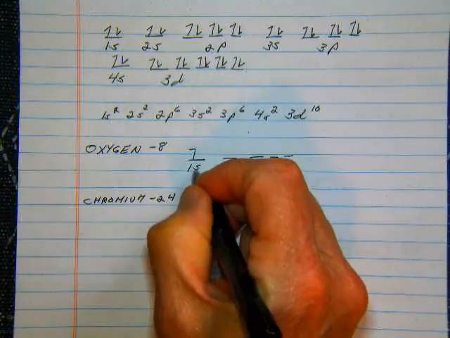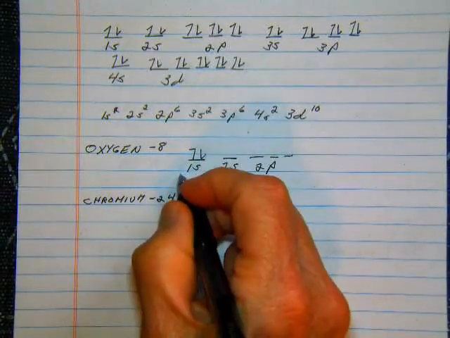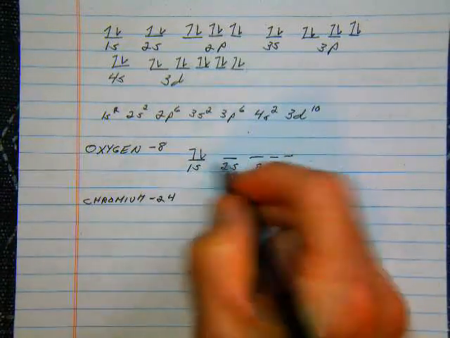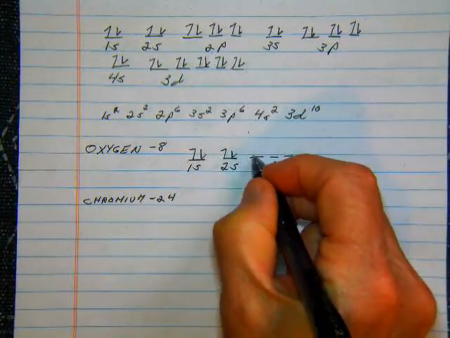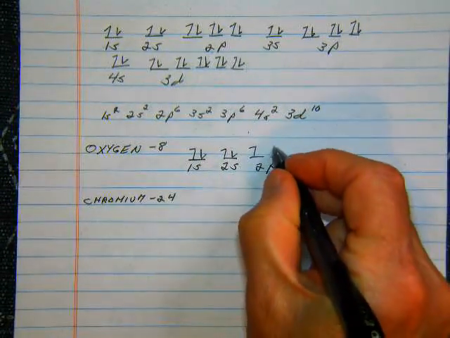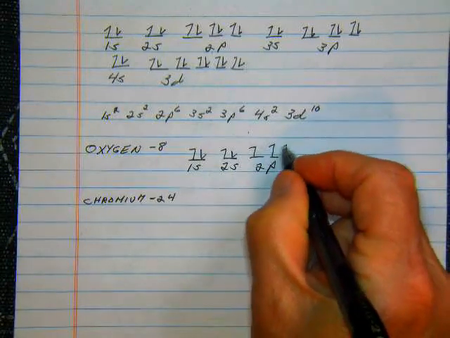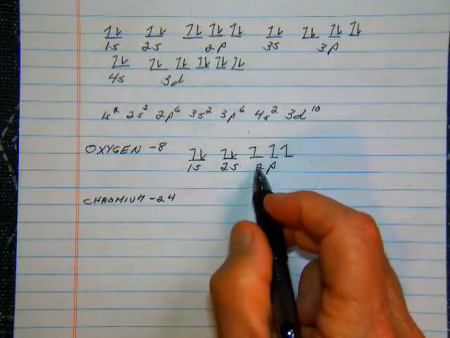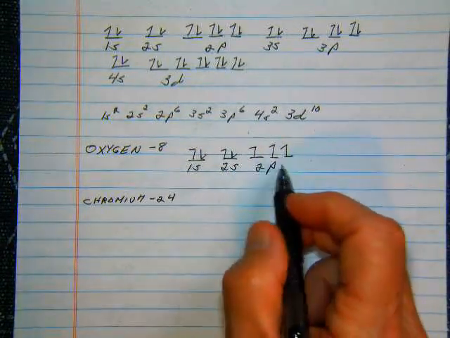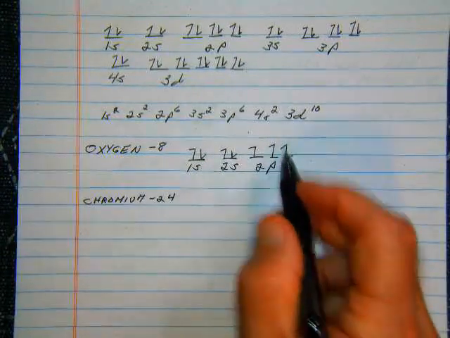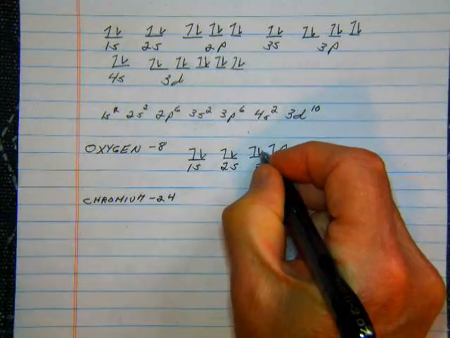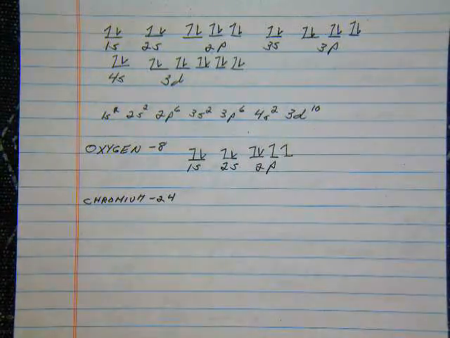So we can go 1, and we fill this up. 2, notice up spin, down spin. 1, 2, 3, 4, 5, 6, 7. Notice I put parallel spins in the suborbital here. I got 1, 2, 3, 4, 5, 6, 7, and then 8. So that's what oxygen would look like.